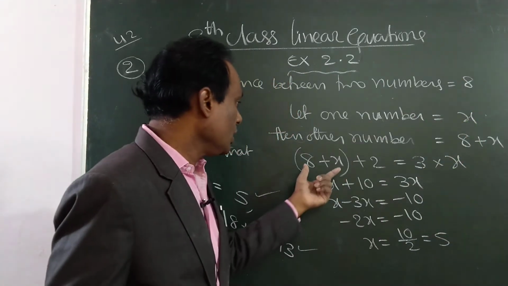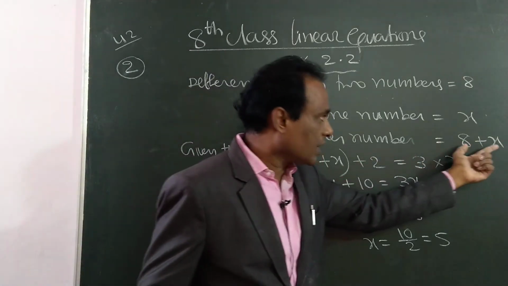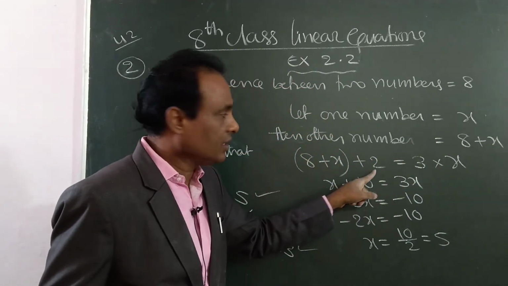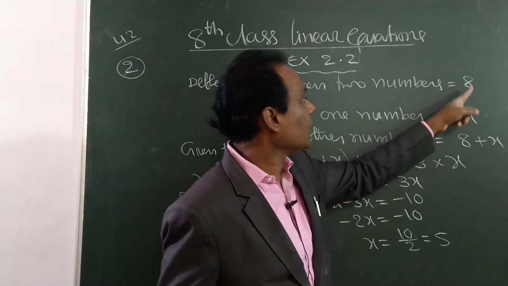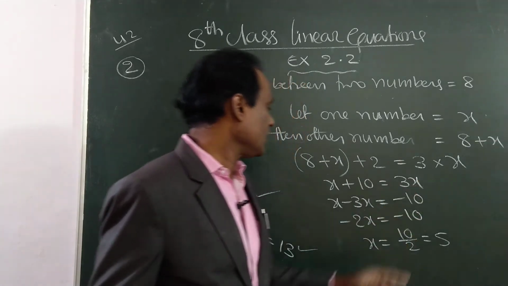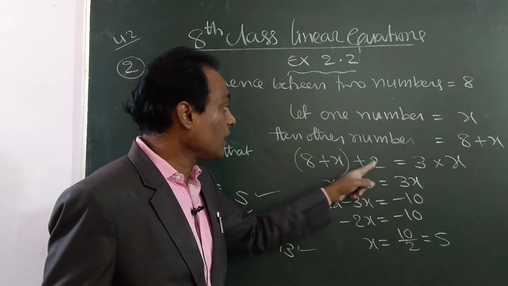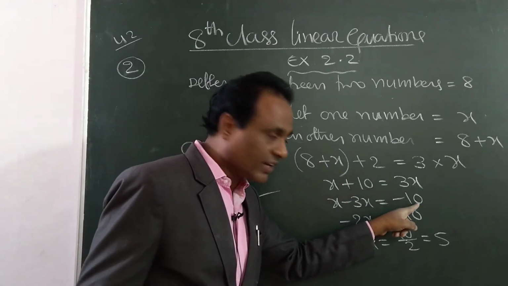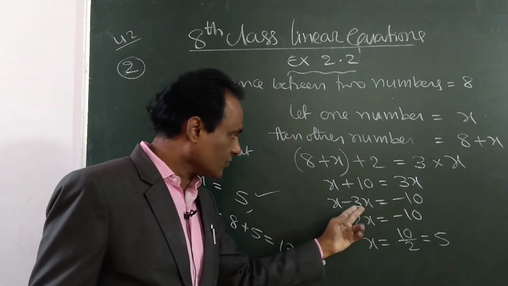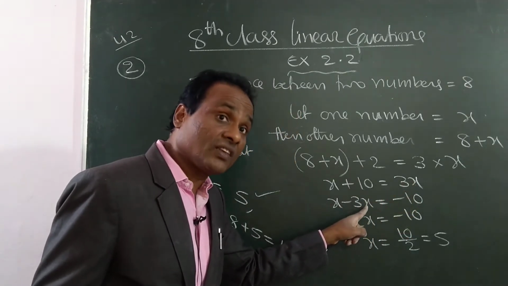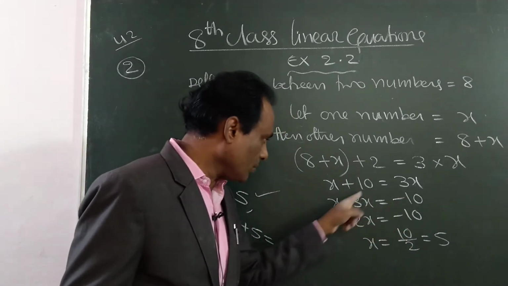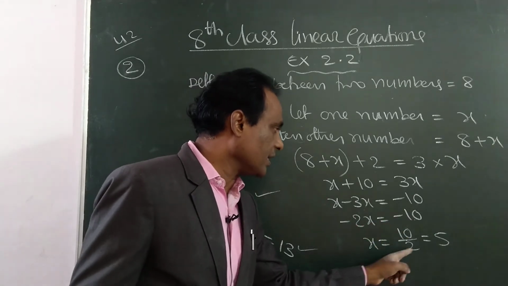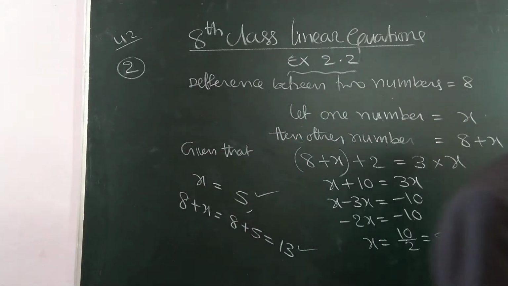Now read the question. 2 is added to the bigger number. This is the bigger number, 2 is added, is equal to 3 times the smaller number, x. 3 into x, 3x. 8 plus 2 is 10. 10 is taken to the right side as minus 10, 3x to the left side as minus 3x. 1x minus 3x is minus 2x equals minus 10. Minus minus cancel, x is equal to 10 by 2, 5. Understand this problem, once again read and understand.